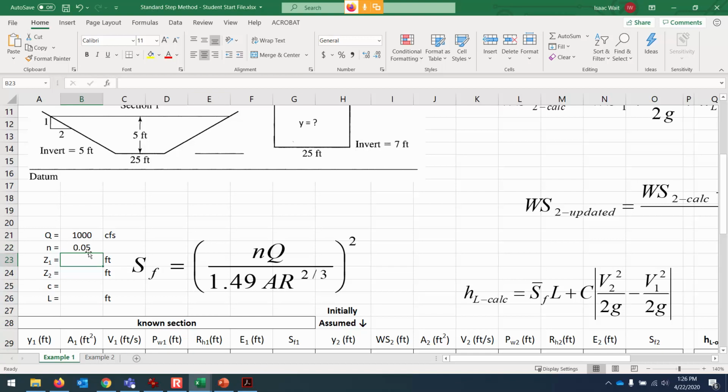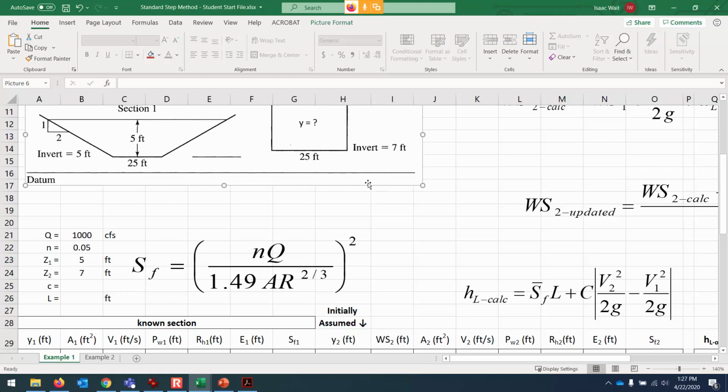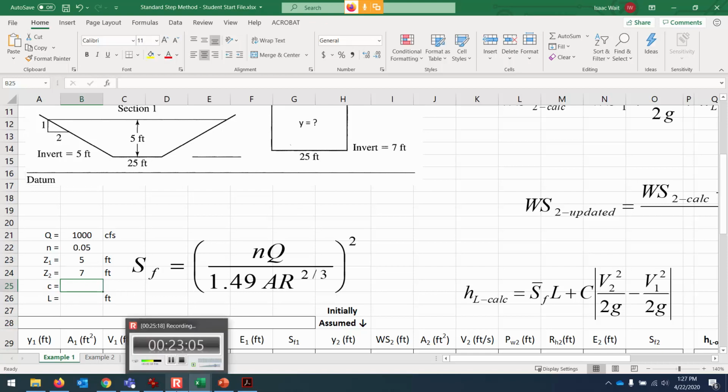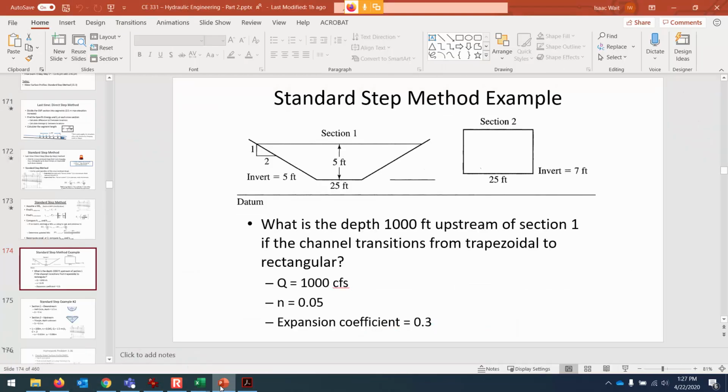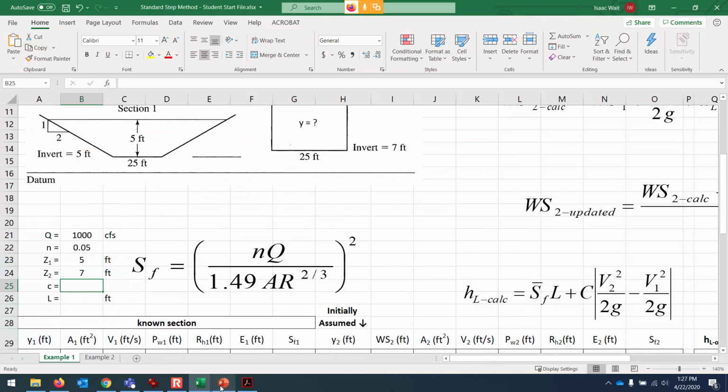Okay, Z1 is 5 feet. Z2 is 7 feet, and that comes from the sketch, the invert that it's talking about. That's the elevation of the bottom of the channel above some datum. The coefficient for expansion / contraction, I think in the problem statement it said that that is 0.3. So 0.3. And finally, we are going to put in our length of 1,000 feet.